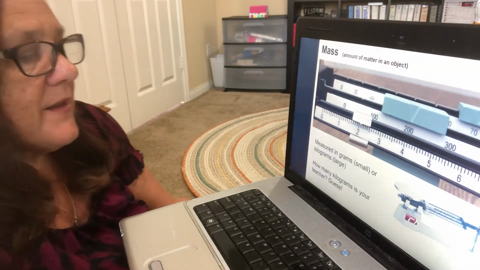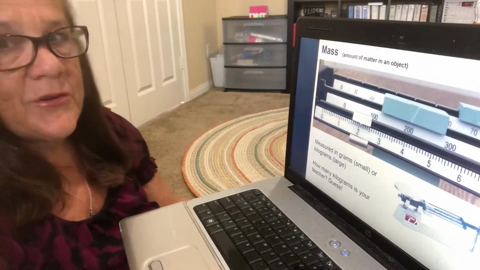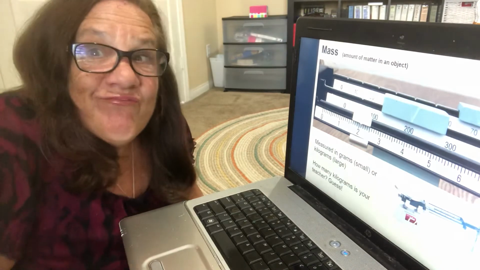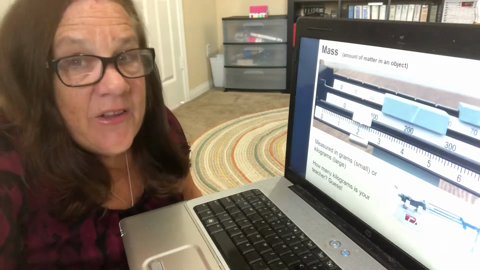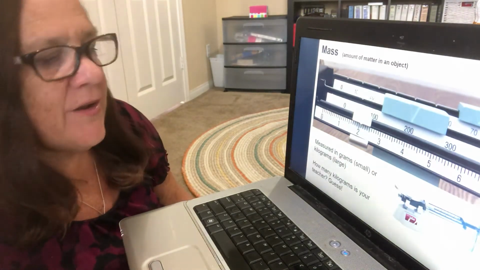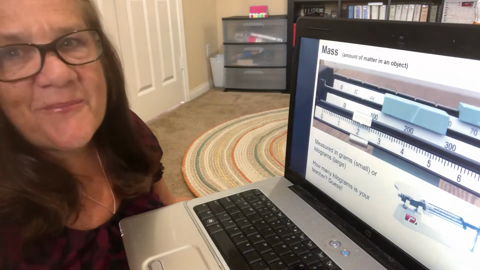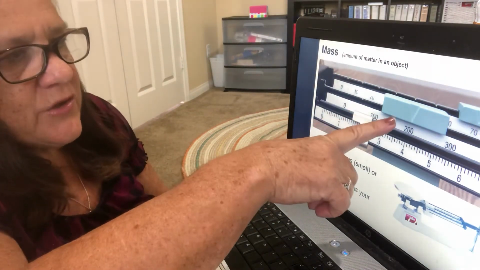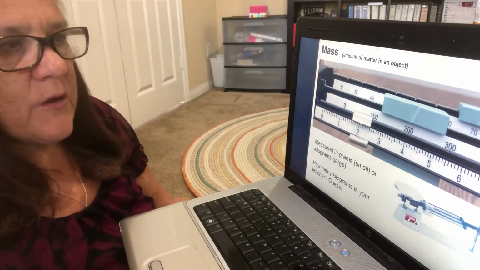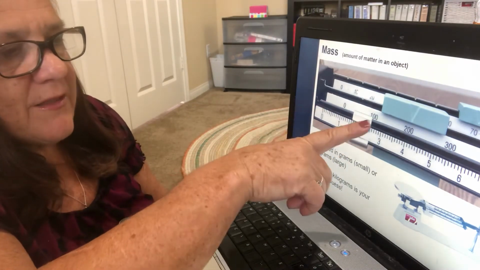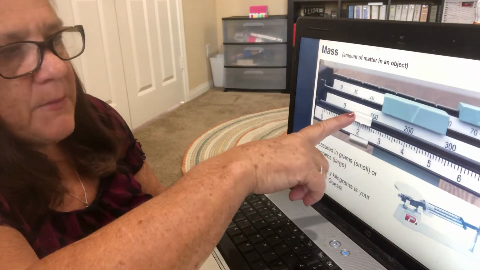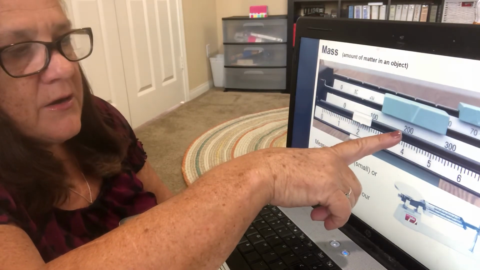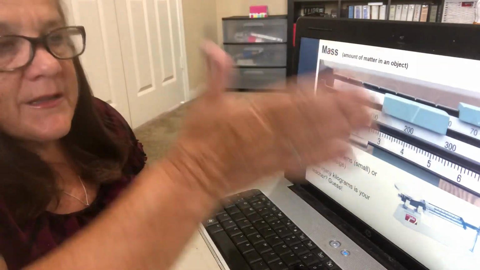So go ahead. It says, how many kilograms is your teacher? Well, take a look. Can you guess? Kilograms. And some of you are like, I have no idea what a kilogram is. But anyways, we're going to get used to using it throughout the year. Now, if you look at each one of these beams, the beams will tell you how much. So we always start to read this with the biggest beam. And the biggest beam is 200. So we know it's going to be 200 and something.